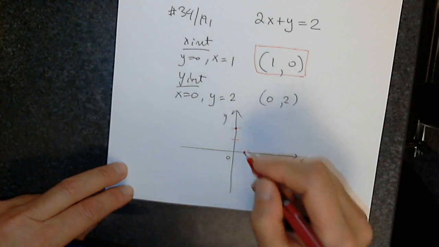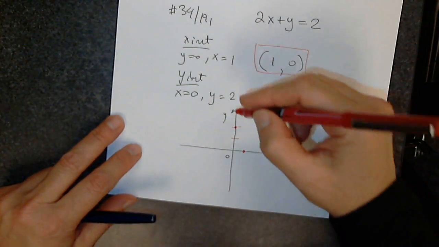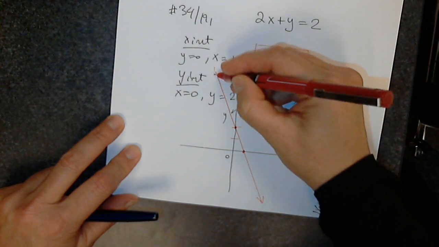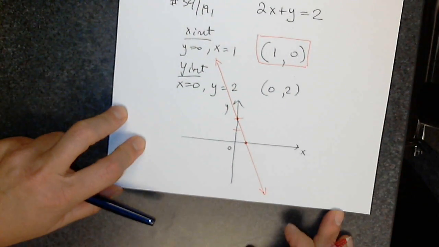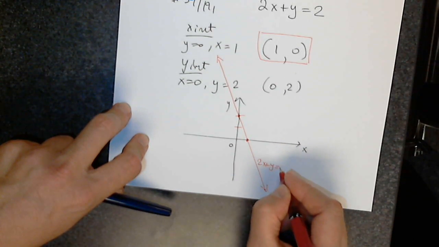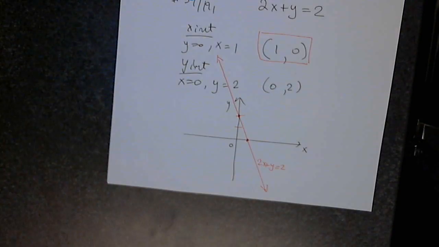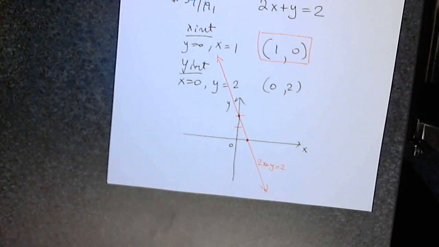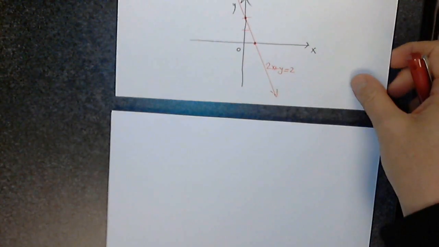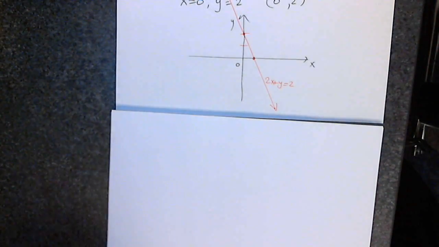Excellent. At this point, I connect the two and I extend the line. Put arrows top and bottom, and somewhere next to it I write 2x plus y equals 2, so I know what I graphed. So you got the shade on one side? That is when we solve inequalities in two variables. Yes. You're way ahead of me, which is good.